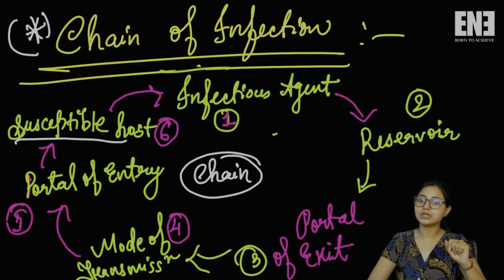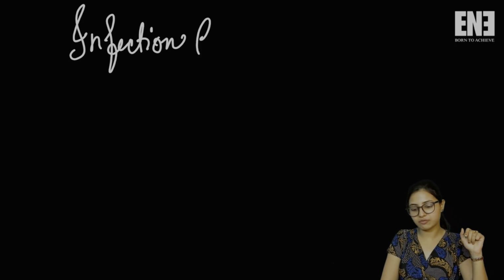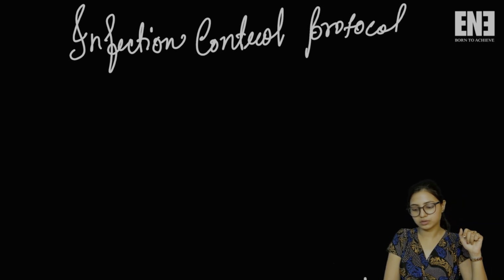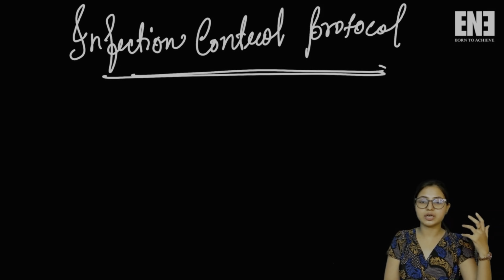Now we have seen infection, and we have to understand what measures we are going to take to prevent such infection. What are the different measures that should be taken as a protocol to prevent infection? So, infection control protocols. The main part is the infection control protocol. Different protocols are there that will help you take certain measures to prevent infection.